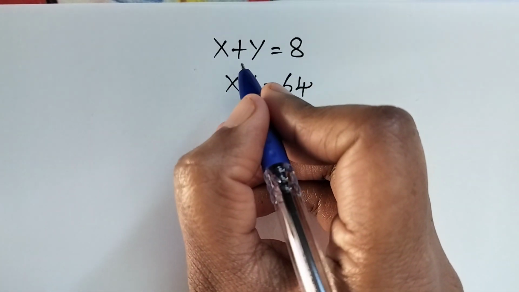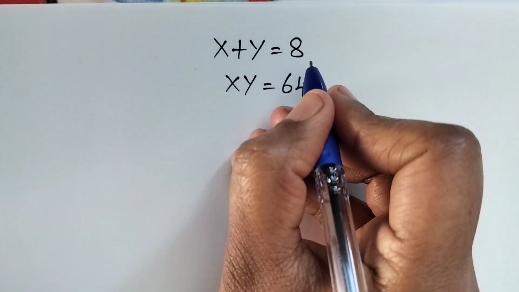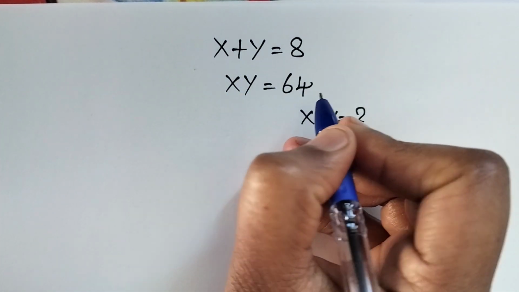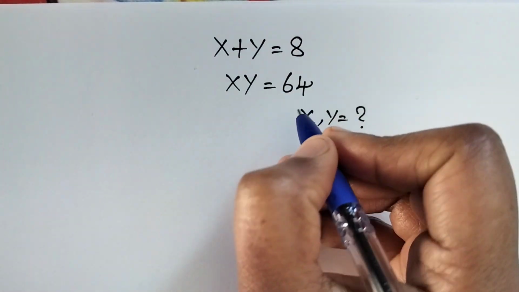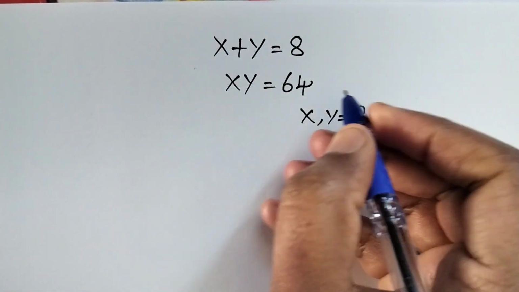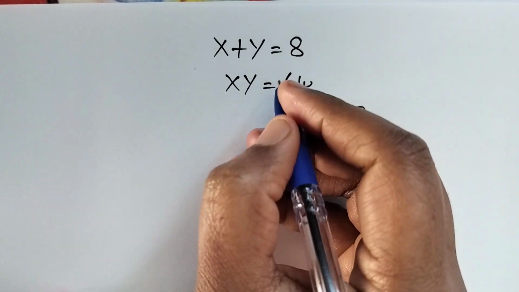Here we have one problem, that is x plus y is equal to 8 and x times y is equal to 64. So in this problem we need to find the values of x and y. So how do we solve this problem? Let's see.